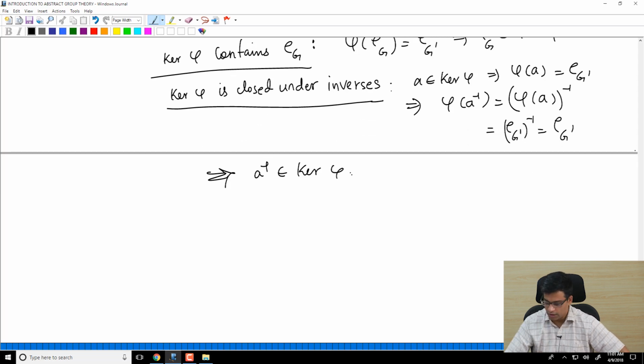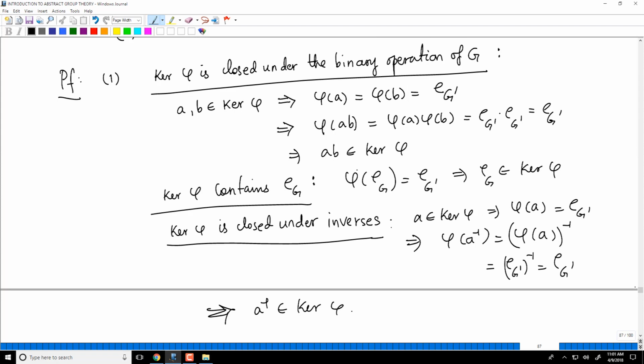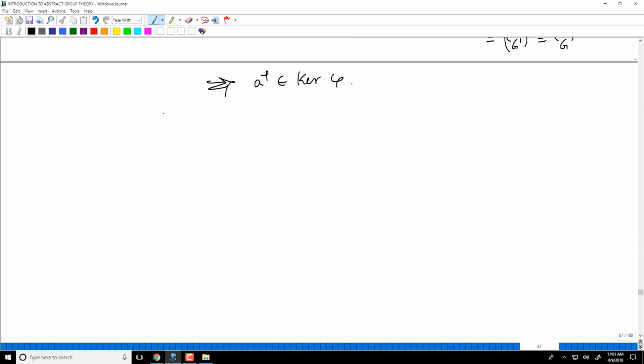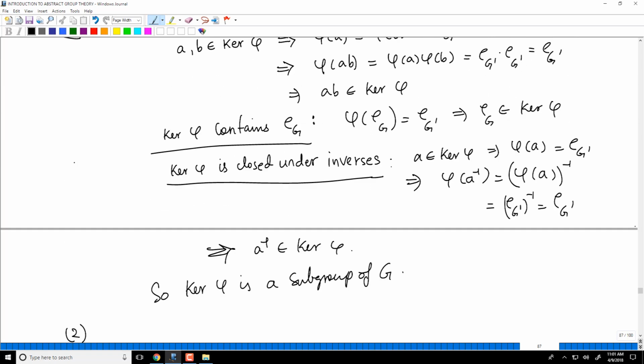So we have checked three properties. Kernel phi is closed under the binary operation of G. It contains the identity element. It contains inverses. So kernel phi is a subgroup of G. Now let's check that image is a subgroup.